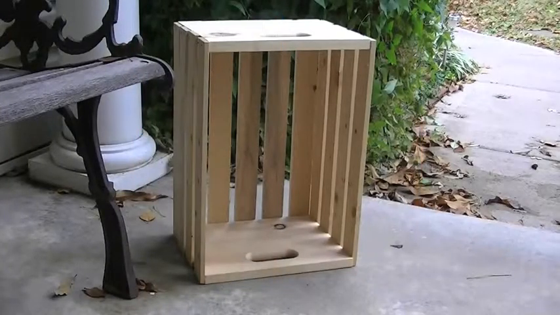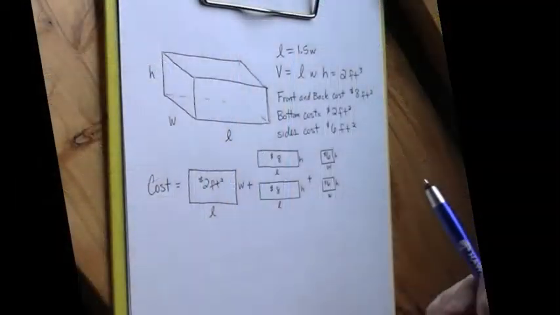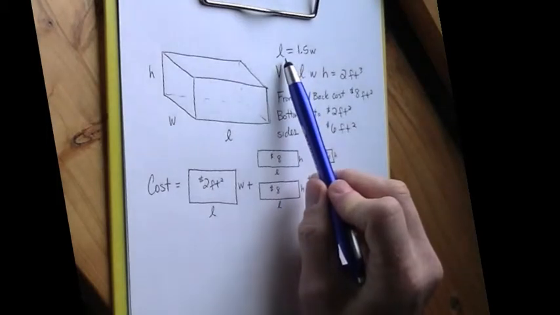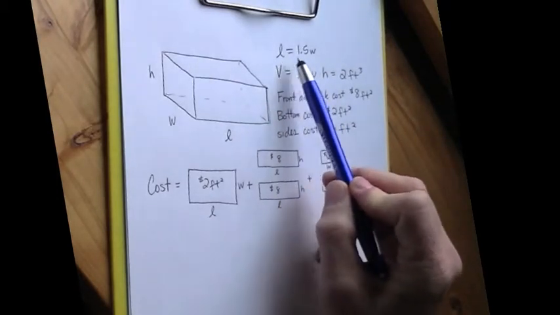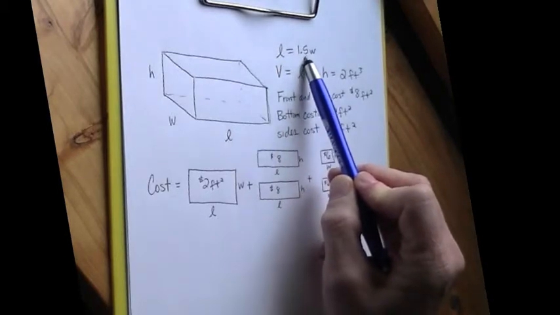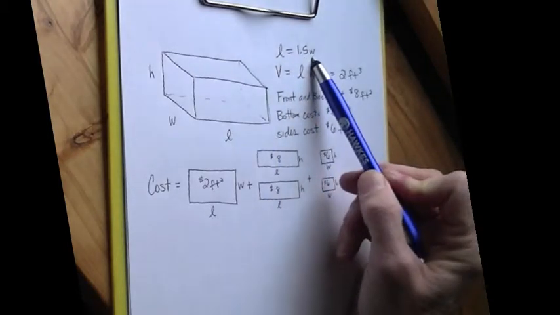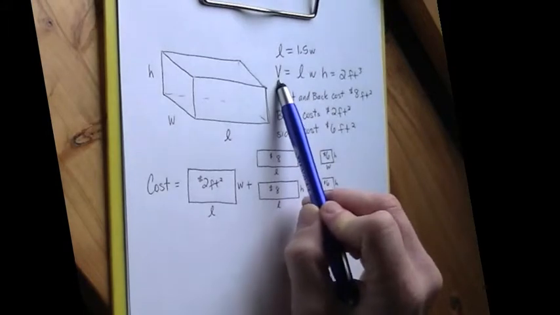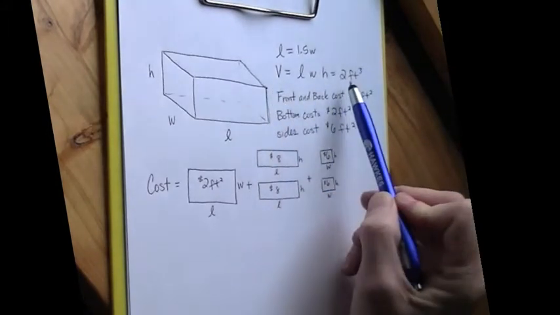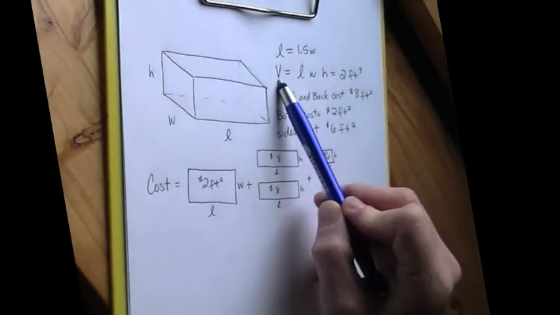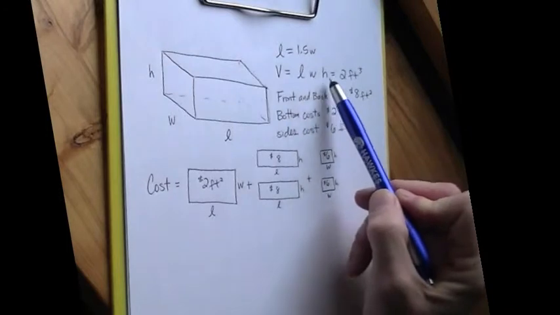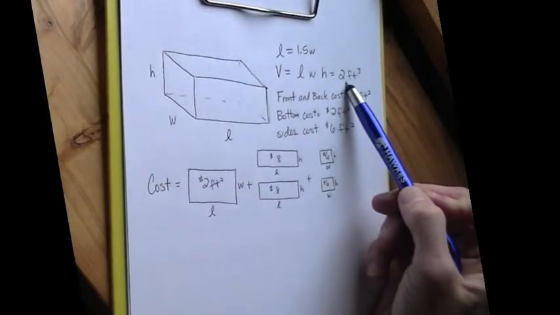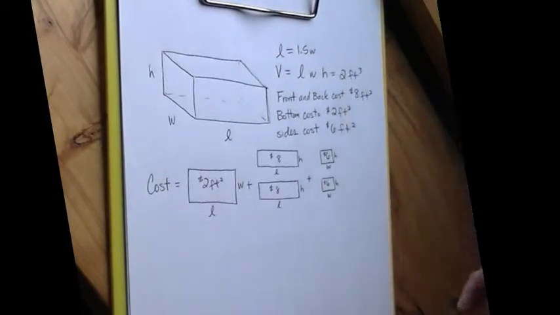We want to build a box, and our box needs to hold some items, and the length needs to be 1.5 times the width of the box. The volume of the box needs to be 2 cubic feet. So we just have a regular rectangular box, so volume is length times width times height. And so the length times width times height needs to be 2 cubic feet.